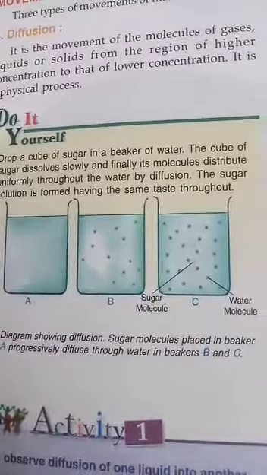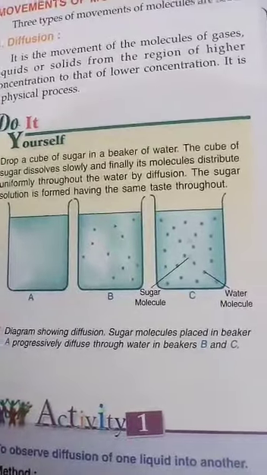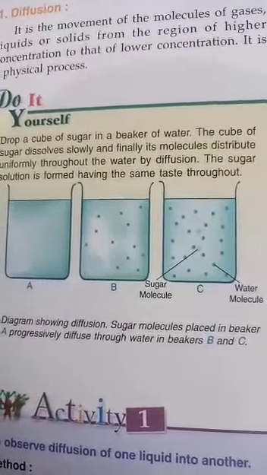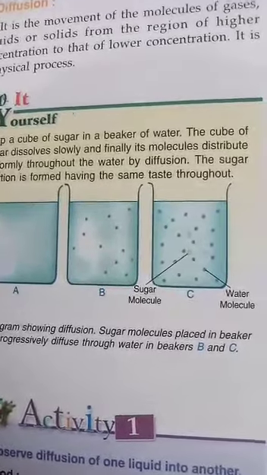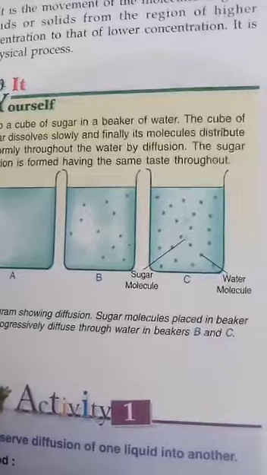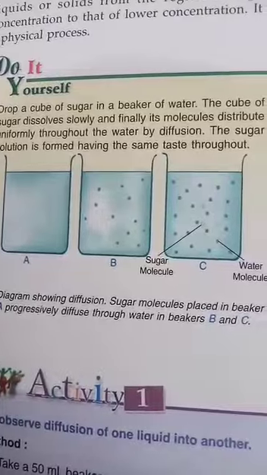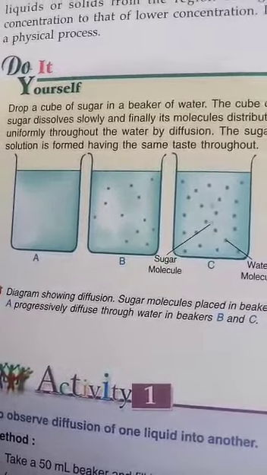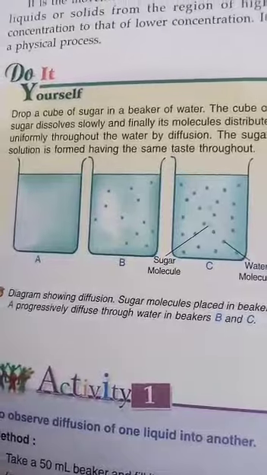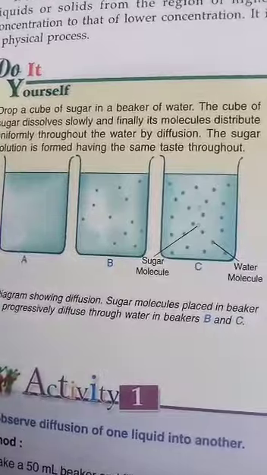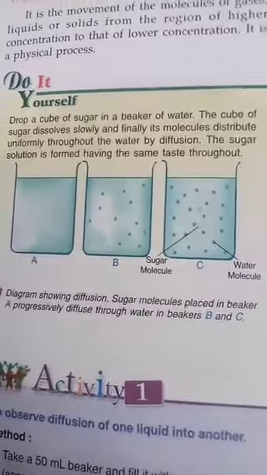Here there are 3 beakers kept. In beaker A, you have kept a sugar cube, and then in beaker B, slowly and slowly the sugar molecules are going to different parts of the water, and in the third case the complete water changes into sweet water. Why? Because the molecules of sugar have been transferred from the higher concentration to the lower concentration. The concentration of sugar is higher as compared to water.